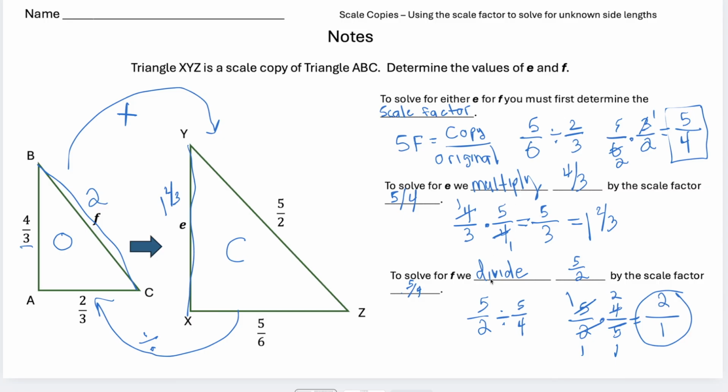All right, so what I want you to do is pause the video and try the your turn now problems. And when you're done, hit play. You can see how you did. All right, good luck.